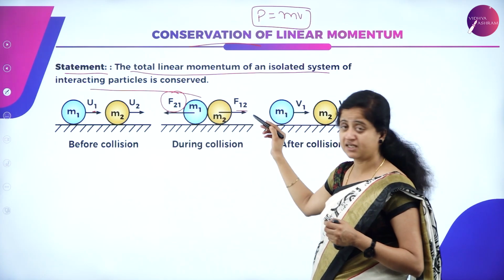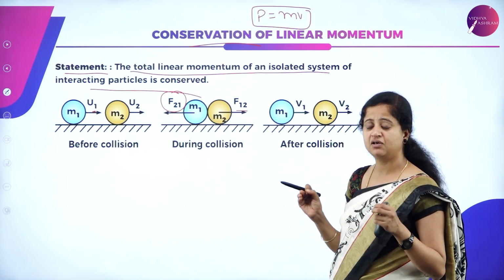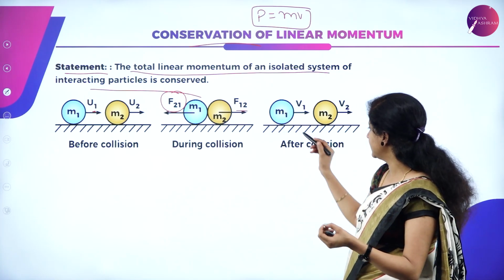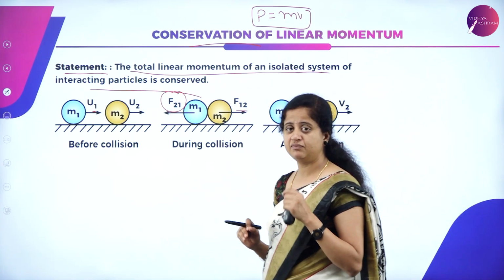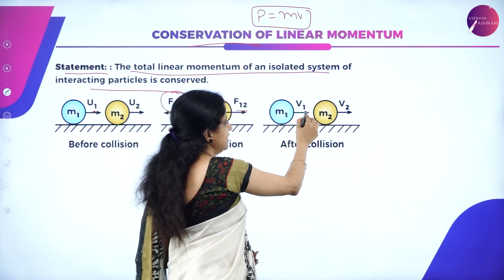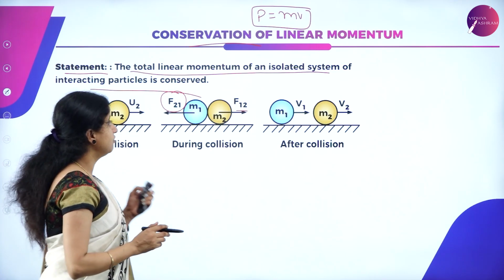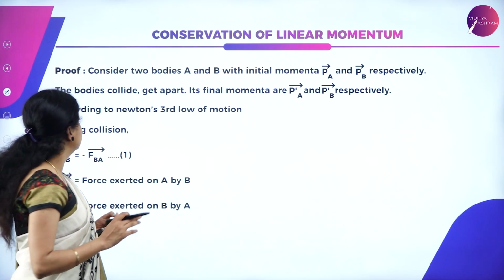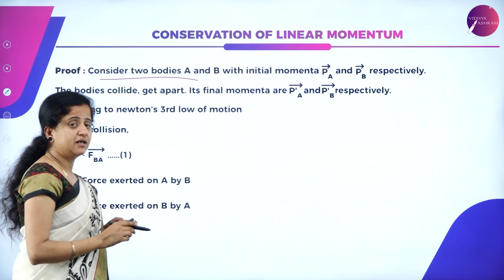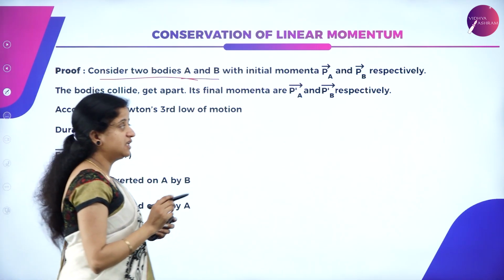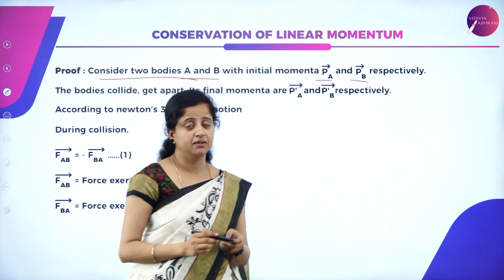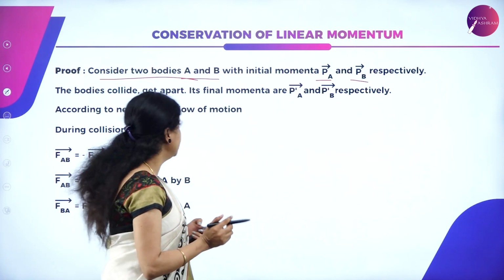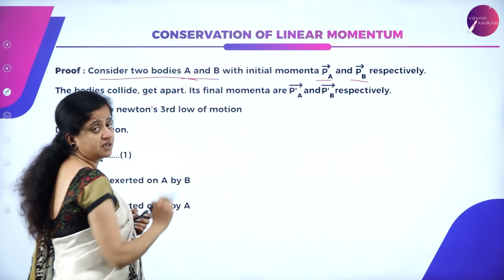Now you can observe the direction. The forces exerted by the objects during collision are in opposite directions. After the collision, the masses travel with different final velocities, given by V1 and V2. This is the statement of linear momentum. Let us now understand how we can say that this momentum is conserved. For that we consider two bodies, A and B, traveling with initial momenta PA and PB respectively, where PA is the momentum of body A and PB is the momentum of body B. Since they are vectors, we represent them with a vector sign.